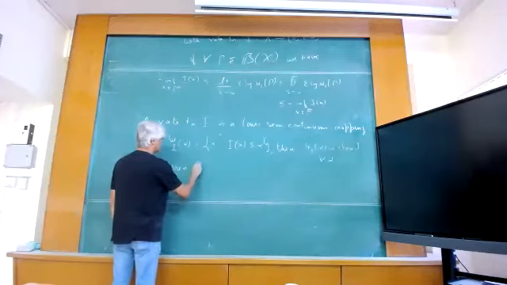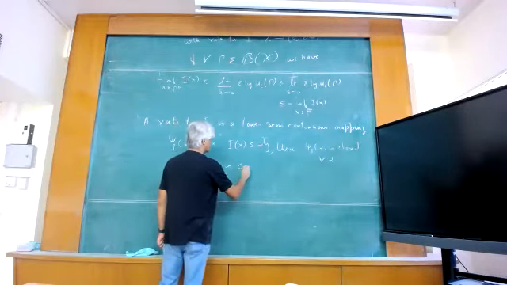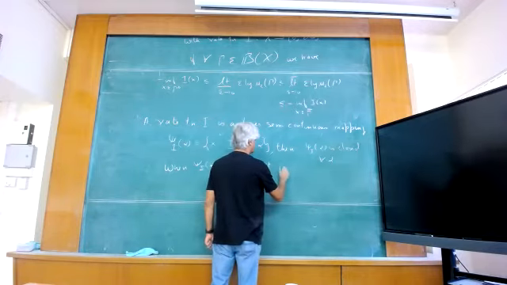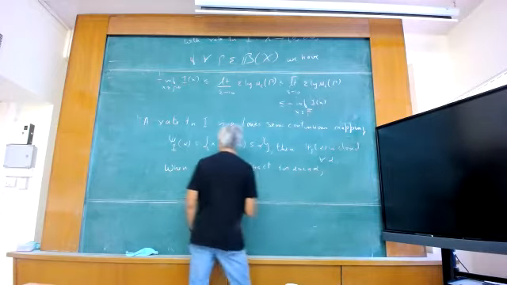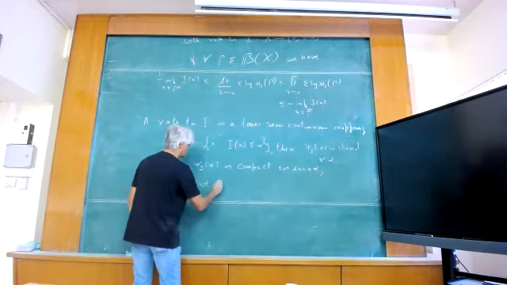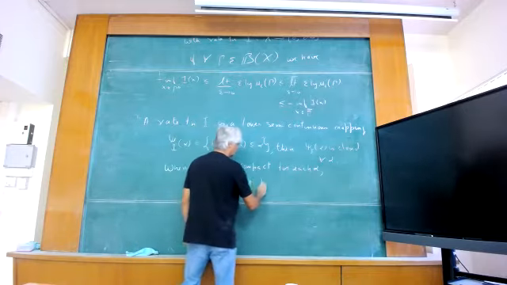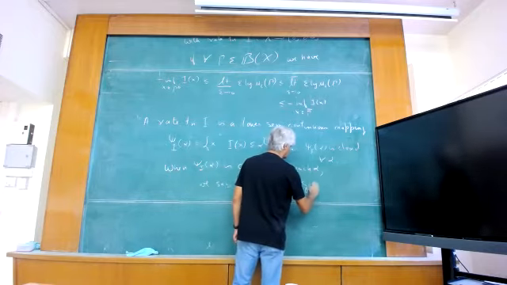When phi I alpha is compact for each alpha, we say that phi is a good rate function.